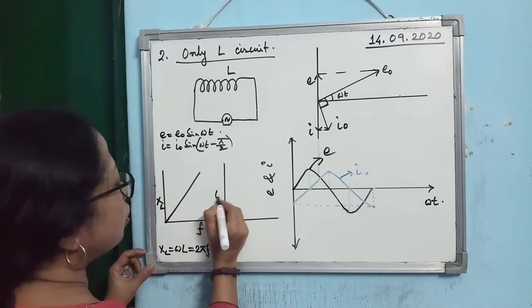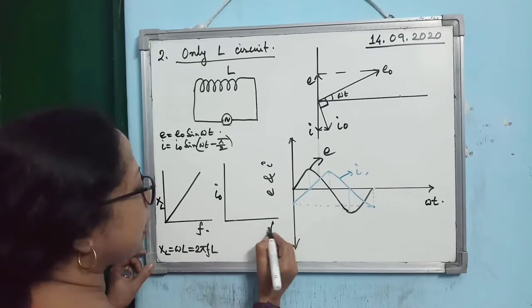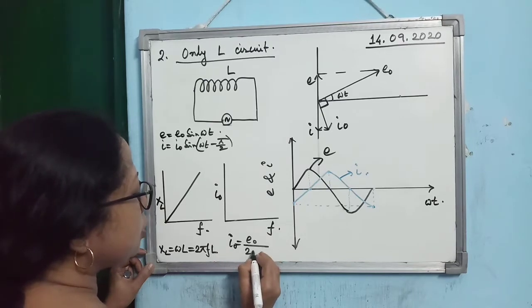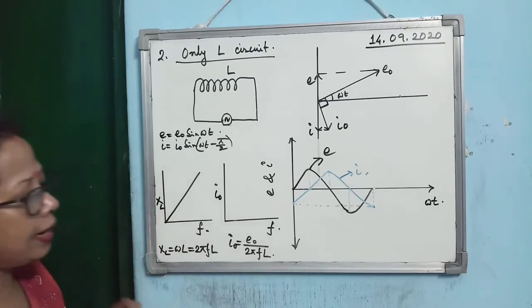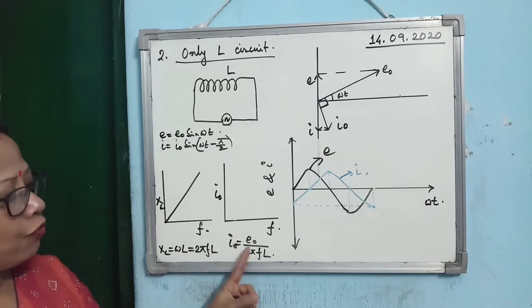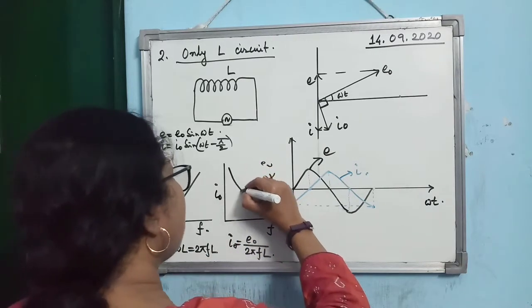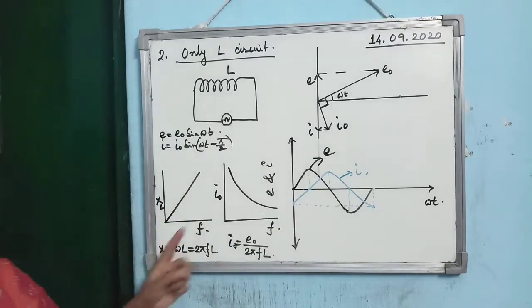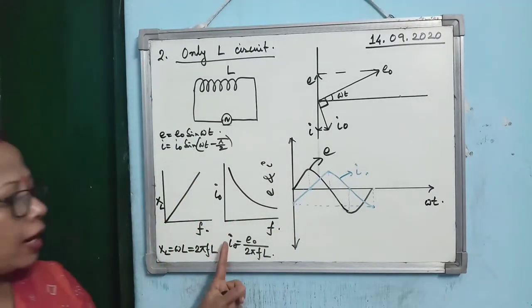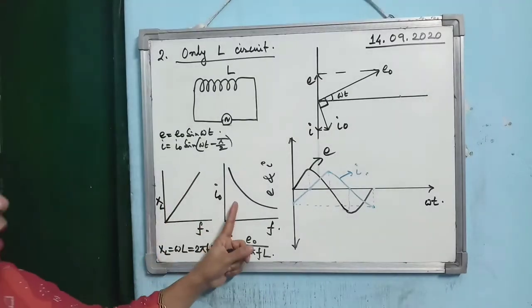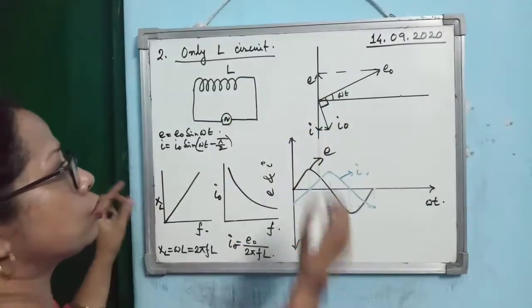But if you draw the I0 versus F graph, you know I0 is how much? It is E0 by 2 pi FL. Alright, so you see I0 into F is constant. That's why if you plot the I0 versus F graph, it will be a rectangular hyperbola because the product of I0 and F is constant. So these two graphs and the phasor diagram are important.